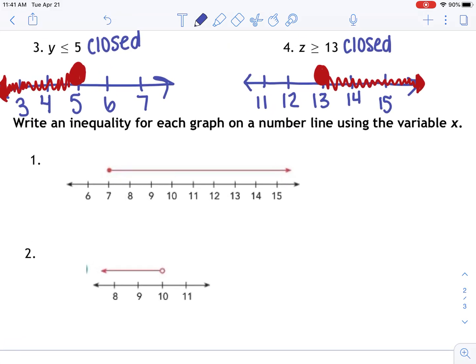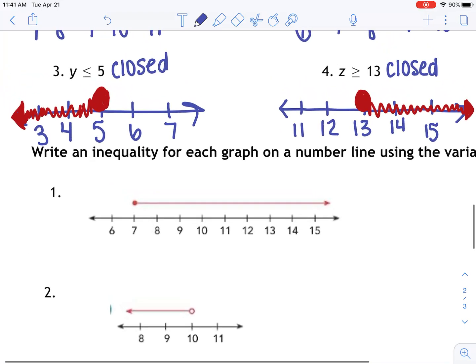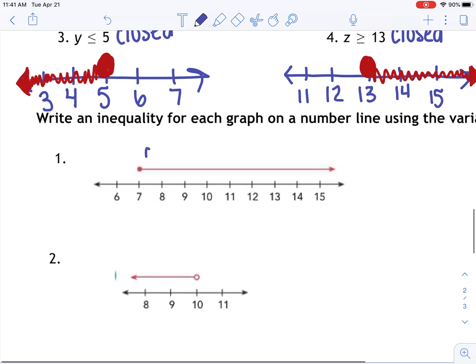Okay, so starting with number 1, the first thing that we want to figure out is, do you have an open or a closed circle? That's going to help us to determine whether we have just greater than or less than, or if we have those equal to. So for number 1, we have a closed circle. So that means x is going to be either greater than or equal to some number or less than or equal to some number.